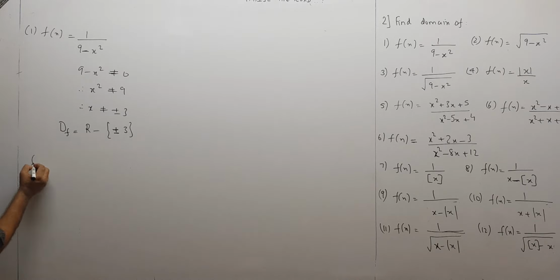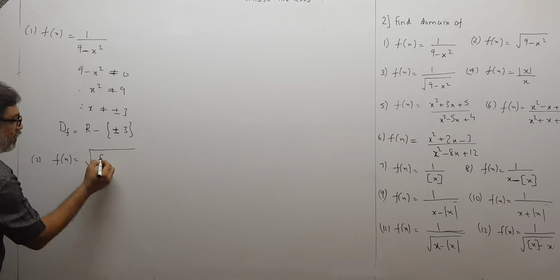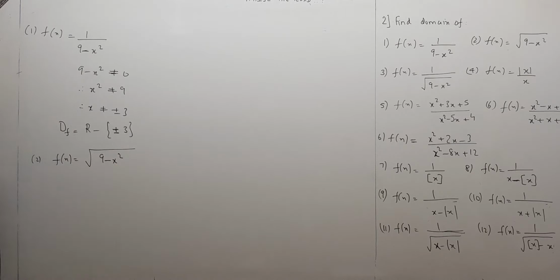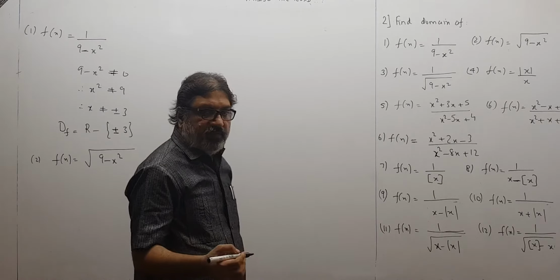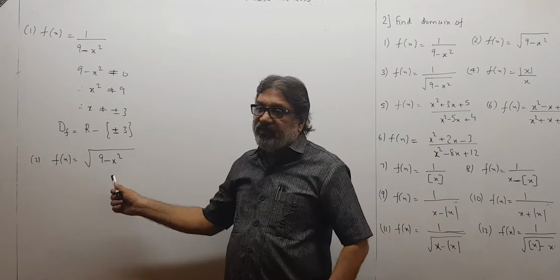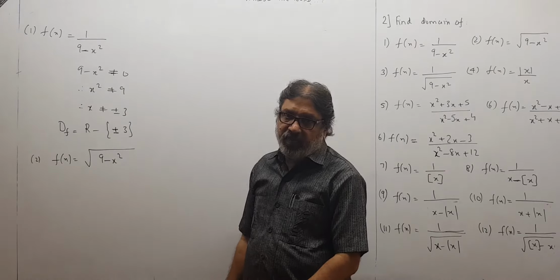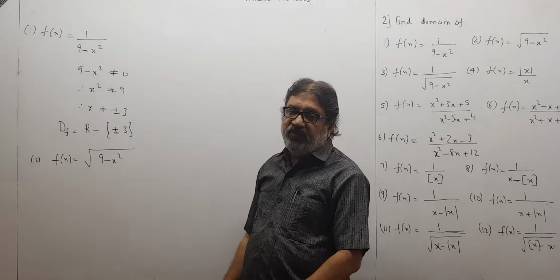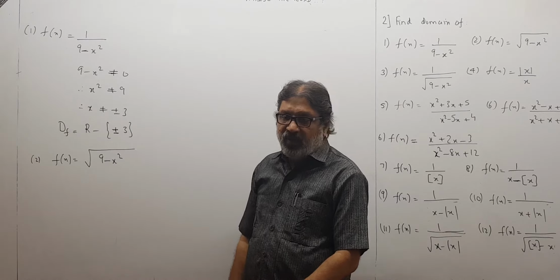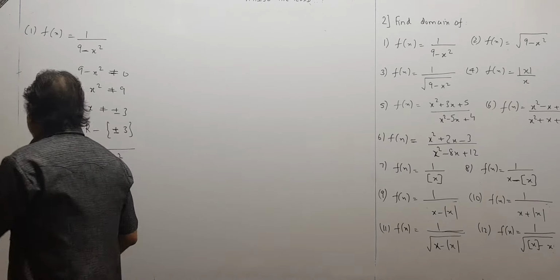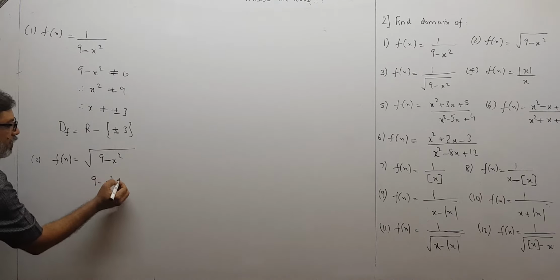Look at the next one. f(x) is root of 9 minus x square. Now we know, children, square root is defined if the number is 0 or positive. Square root of a number will not exist if the number inside the square root is negative. The number inside the square root can be 0 or positive. For negative numbers it won't be defined. So therefore we have a condition in our mind that for this f(x) to be defined, 9 minus x square should be greater than or equal to 0.